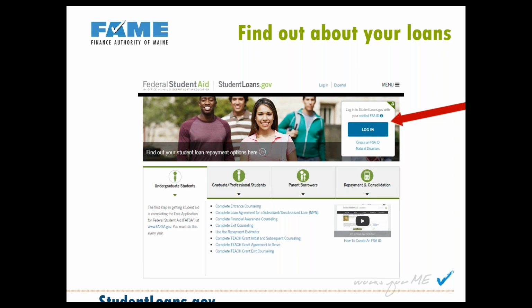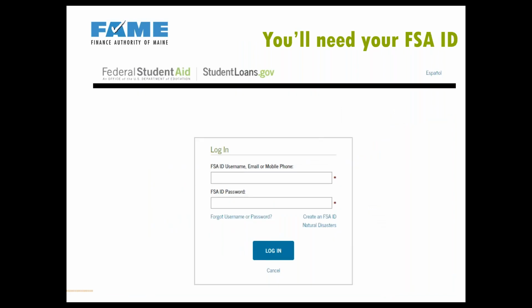First, let's get your loan information. There's a ton of information at studentloans.gov. To get your personalized information on your loan, you log into studentloans.gov using your FSA ID, so that little login button up top. When you click on that, you're going to put in your FSA ID. Now, the FSA ID is a username and password you created. Maybe when you did your FAFSA, you needed it to get into the FAFSA, or maybe you used it to sign your master promissory note. That's the loan application. You enter it here to log in.